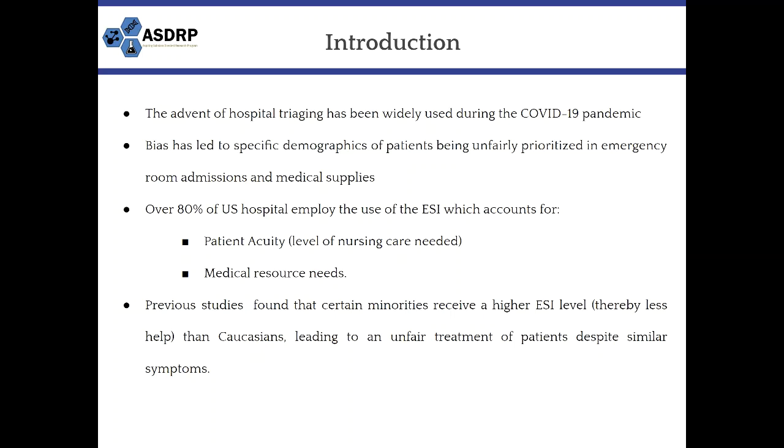From our literature review, we found that minorities generally receive higher ESI levels compared to those of other ethnicities, such as Caucasians, and thus this leads to significantly unfair treatment despite similar symptoms that may occur amongst all patients. Our objective is to identify this bias in the triage setting and help find methods on mitigating this bias. As mentioned earlier, ethnicity, insurance status, and one's first language had major impacts on admission and discharge.